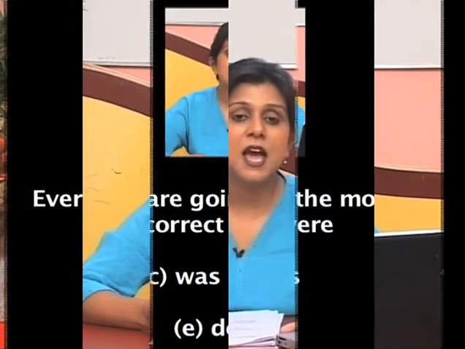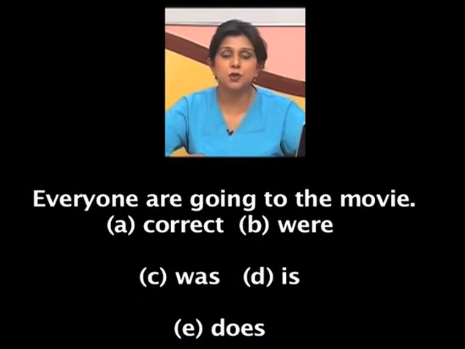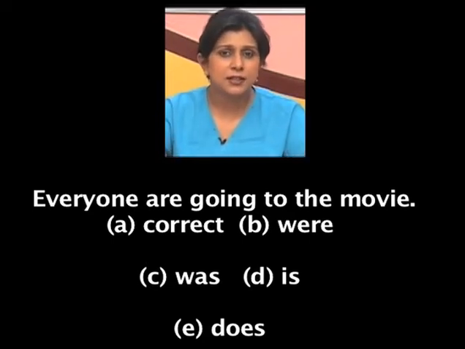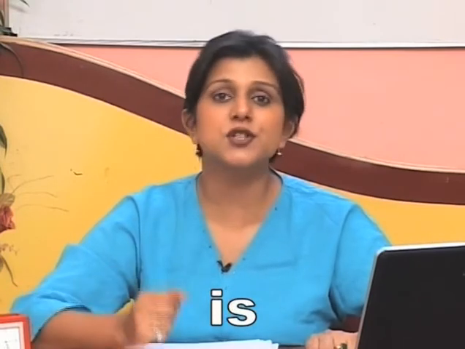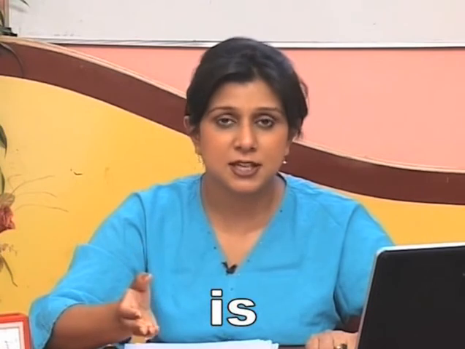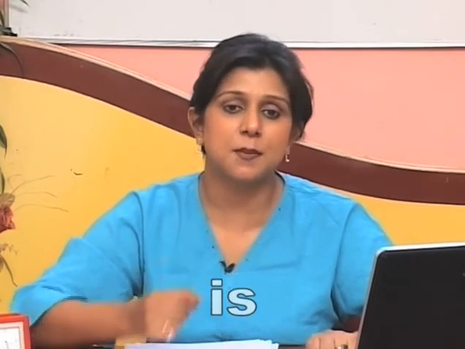The next sentence is, everyone are going to the movie. Your options are A, correct, B, were, C, was, D, is, and E, does. Well, if you thought that this sentence doesn't sound right, you're correct. It is not right. It needs to be everyone is going to the movie because everyone should be considered as a singular subject.